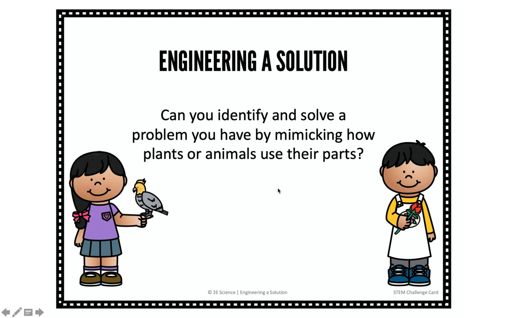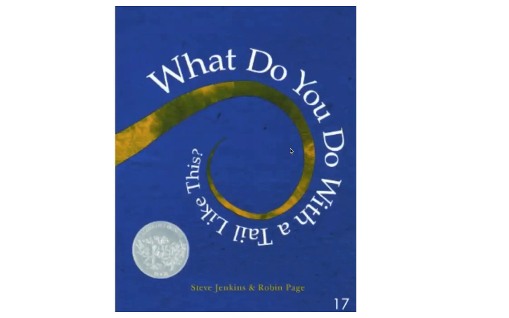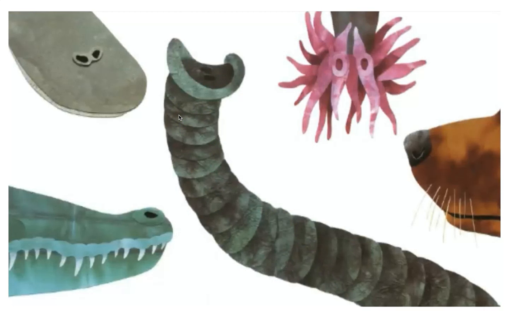So here's the problem, or the challenge: can you identify and solve a problem that you have by mimicking how plants or animals use their parts? Let's think back for a minute. In one of your previous units, you read the book, What Do You Do with a Tail Like This? And in that book, there were different animal parts and things that they use those parts for. So maybe you remember this page. There was a duckbill platypus on there, right? And they have a pretty special nose.